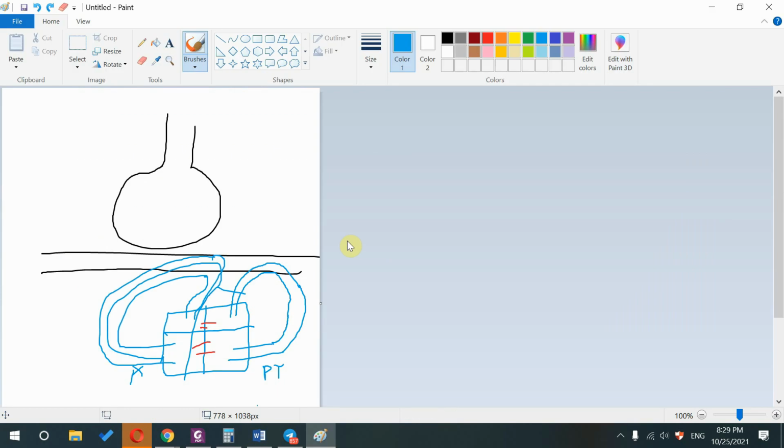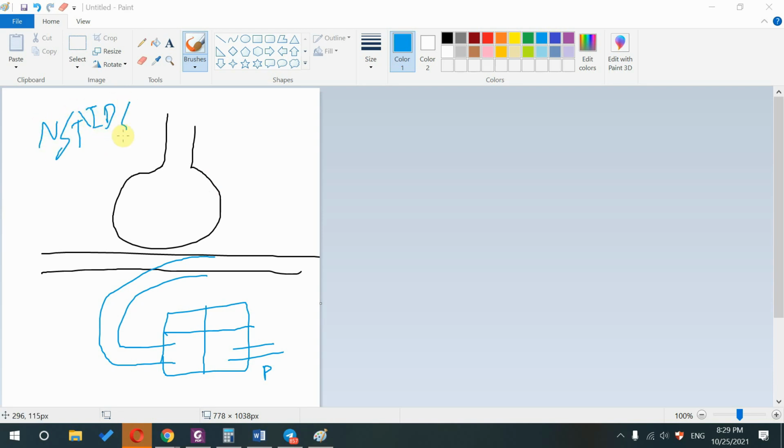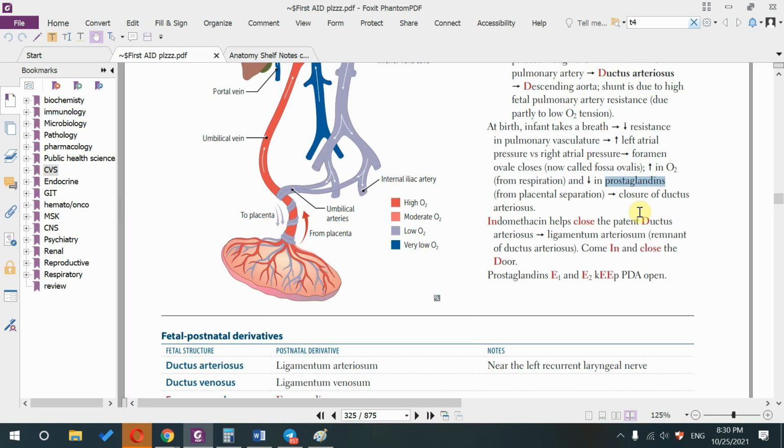Well, let's imagine that the baby is normal, but he has this BDA and we would like to close it. How do we close it? We give NSAIDs. They inhibit the prostaglandins. Which NSAID exactly? Indomethacin. Ibuprofen also works, but they prefer indomethacin because it's actually stronger. Indomethacin helps close the ductus arteriosus. It's an NSAID as we said, and it becomes the ligamentum arteriosum, which is the remnant of the ductus arteriosus.